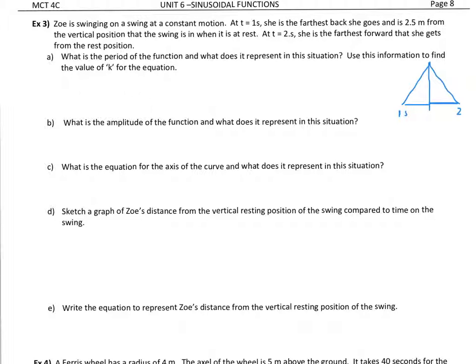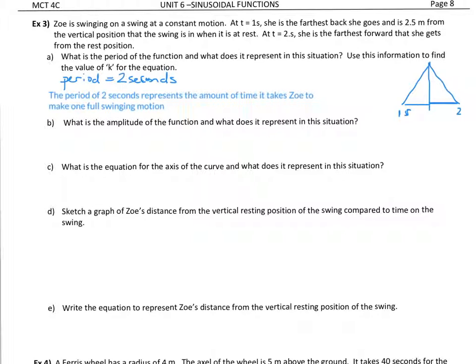So that took a total of 1 full second to go from the farthest back to the farthest forward. To complete the cycle, she would have to get back to the back position again. So a total then of 2 seconds, 1 second to go from back to front, and then from front back to back again would be 2 seconds. So the period is 2 seconds. It represents the length of time it takes for one full swinging motion. So hopefully that makes sense, because then the process starts again and then we would have the next cycle.